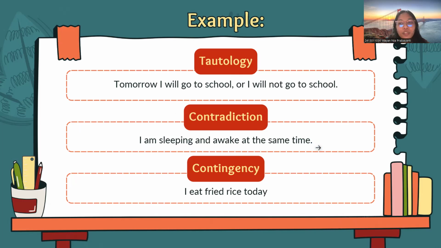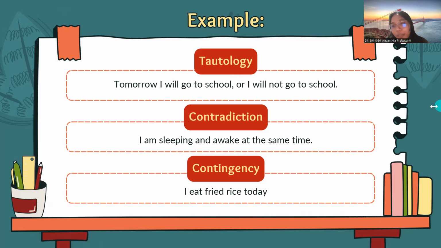The next example is about contradiction. Can anyone explain to me why this example, I'm sleeping and awake at the same time, is a contradiction? Okay, Anna? Okay, good answer. So this statement is always false because someone cannot be sleeping and awake at the same time. And the last is contingency. The example is: I eat fried rice today. This statement can be true or false depending on the actual situation, so its truth value is not fixed.